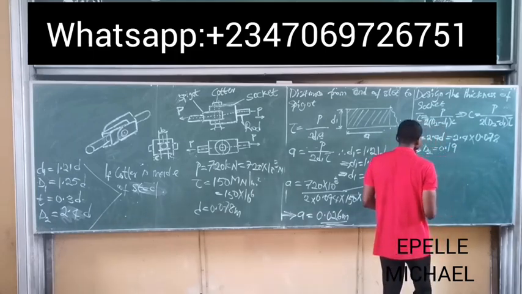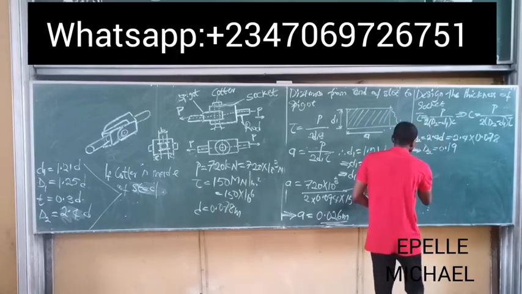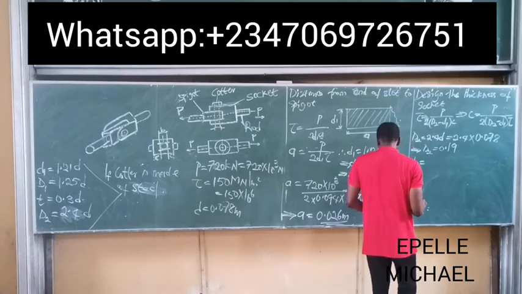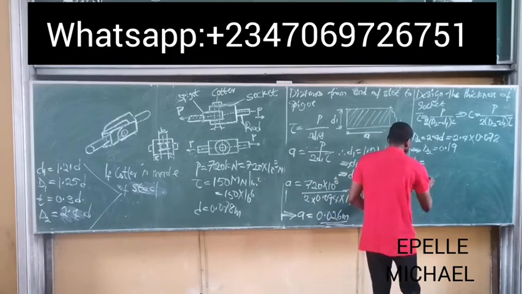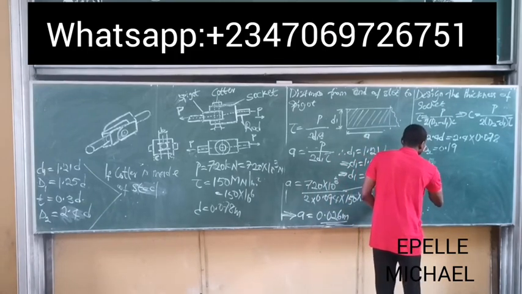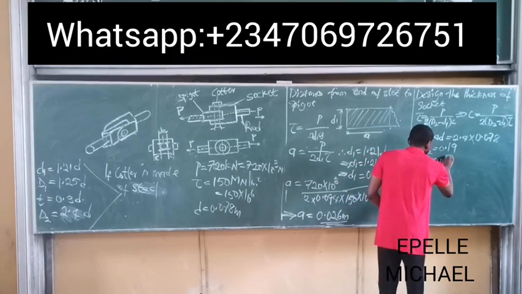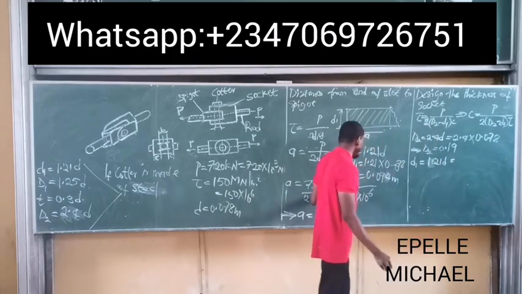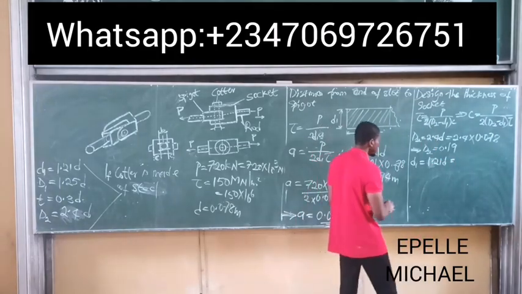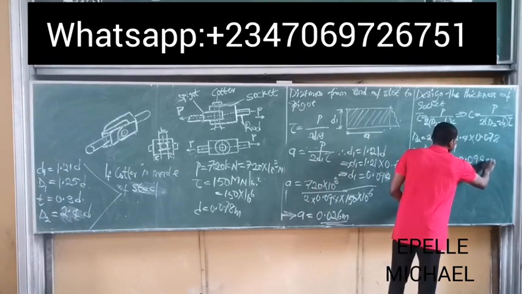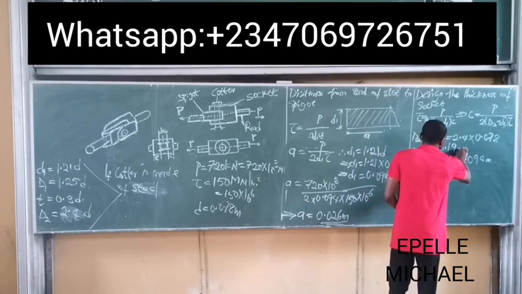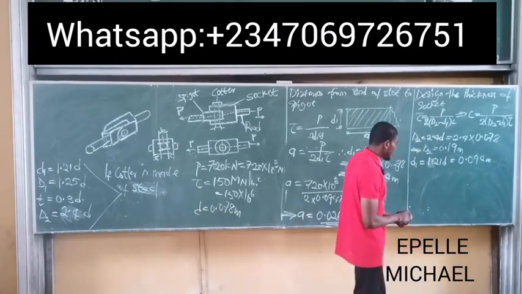0.19. And next is D1. D1 itself, we've done that before. D1 is 1.21D, and we obtained this value previously as 0.094 meters. So you simply have 0.094 in meters. Okay, so we now compute the value for the shear stress.